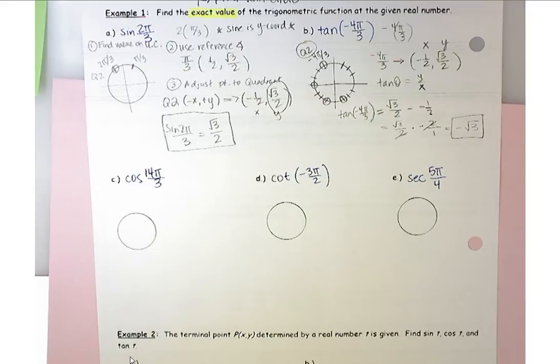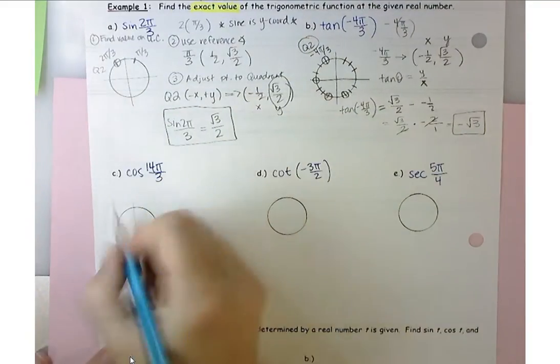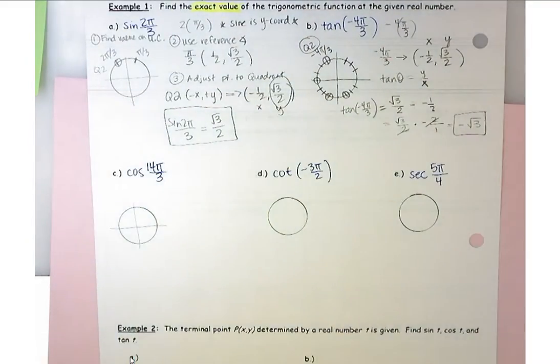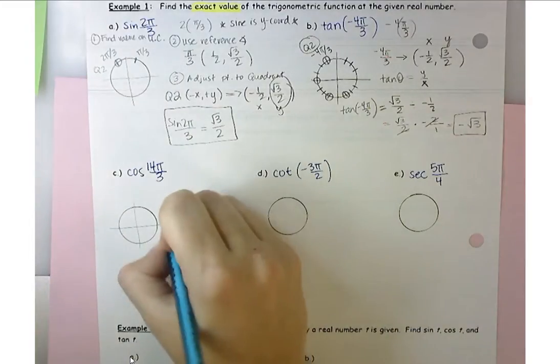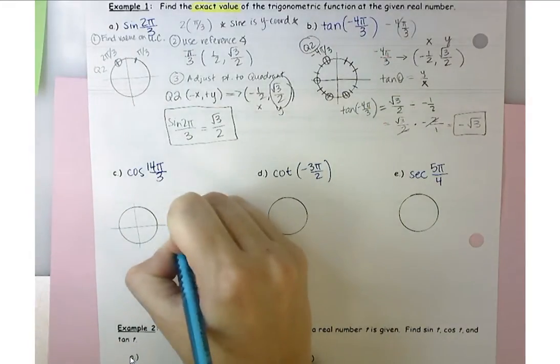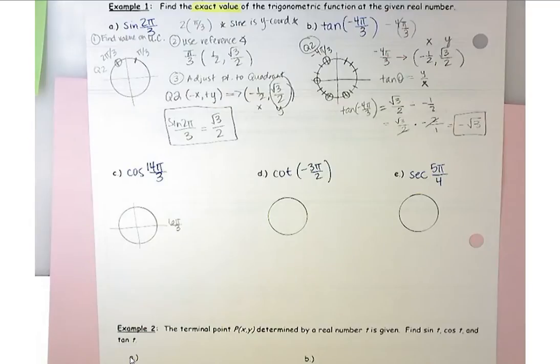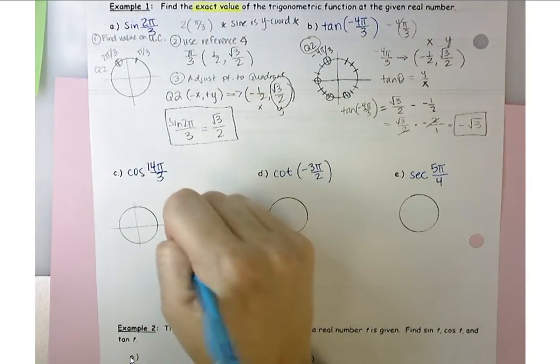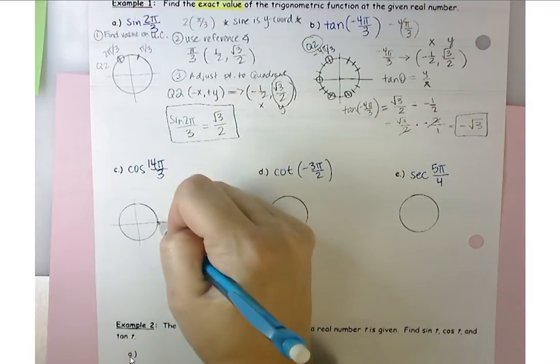Now, once you start thinking about C, the cosine of 14 pi over 3, how do I know that's more than one full rotation around the unit circle? Okay, so we know that 6 pi over 3 is a full rotation because 6 pi divided by 3 is 2 pi. So we know that would be one full rotation.